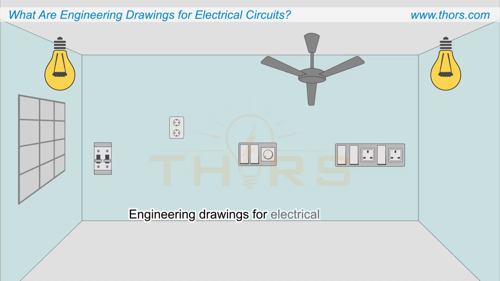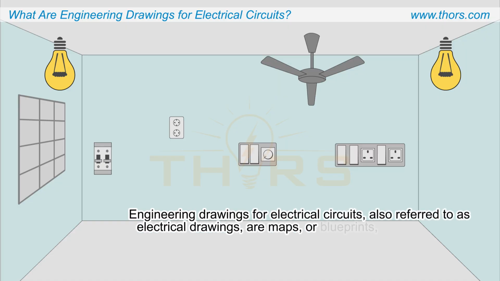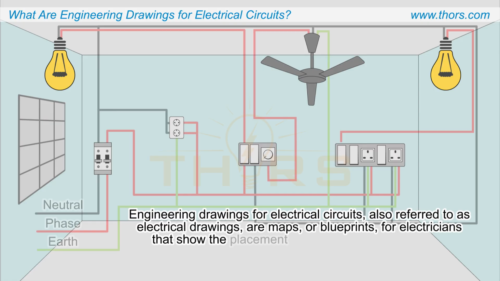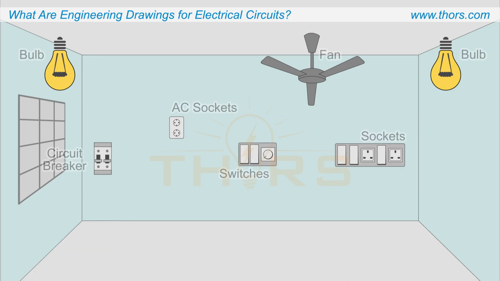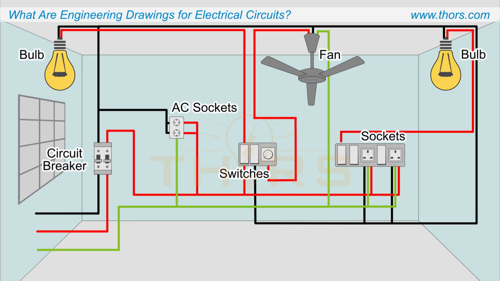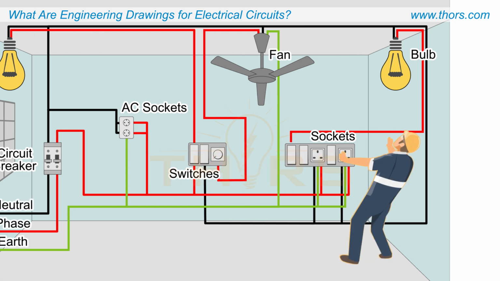Engineering drawings for electrical circuits, also referred to as electrical drawings, are maps or blueprints for electricians that show the placement of the electrical components in a house, building, or even an entire city. An electrical drawing is created in a universal language that is understood by all electricians. This language helps with correct and safe installation of wiring and equipment.